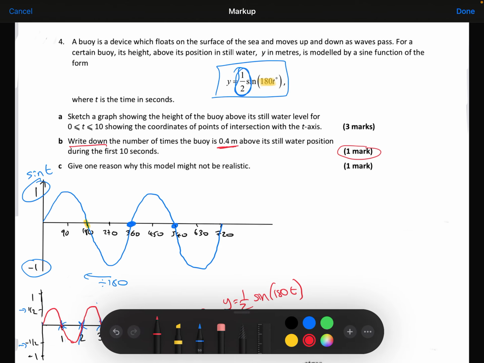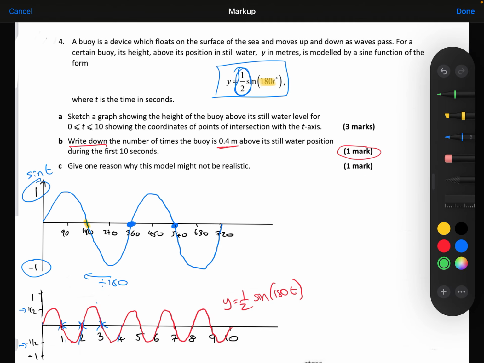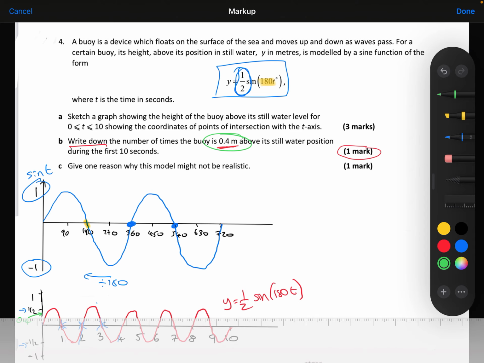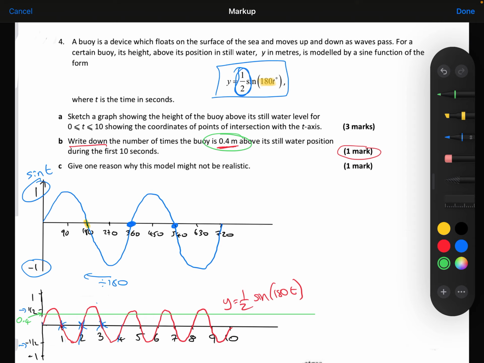Let's have a look at our graph to help with this. So where is 40 centimeters or 0.4 meters on my graph? It's here. Obviously the half is 0.5, so 0.4 is just below that. And it might help if I drew a line across here at 0.4. And then let's count the number of times that the height of the buoy is 0.4 meters. 1, 2, 3, 4, 5, 6, 7, 8, 9, 10. 10 times is my answer to part B.